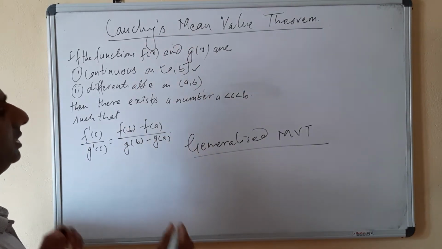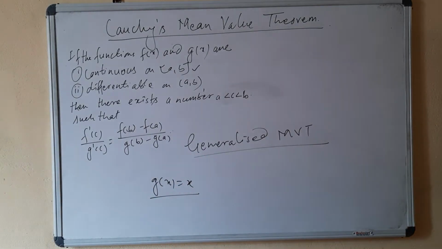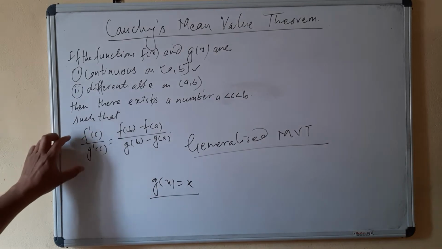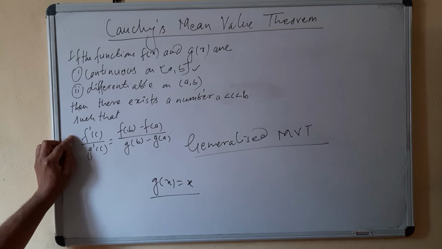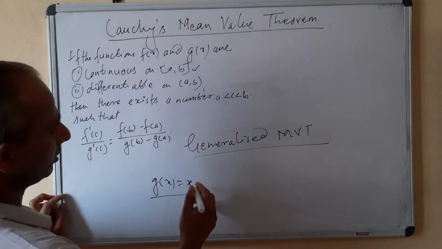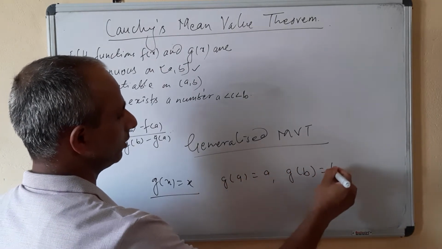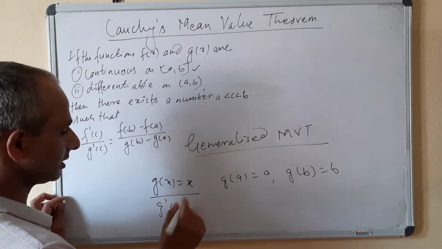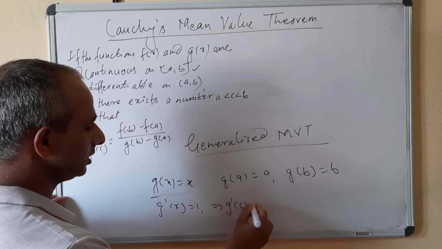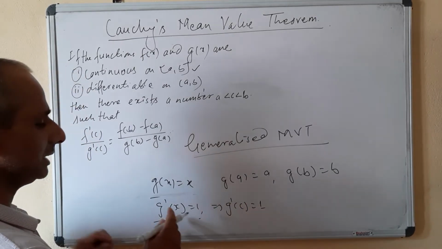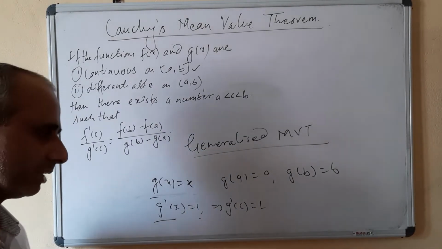It is called the generalized mean value theorem because if you take g(x) equal to x, the identity function, then this statement turns into the statement of Lagrange's mean value theorem. For example, if g(x) equals x, then g(a) equals a, g(b) equals b, and also g'(x) equals 1. This implies g'(c) equals 1, because the derivative of g(x) is constant, so it doesn't depend on the variable.